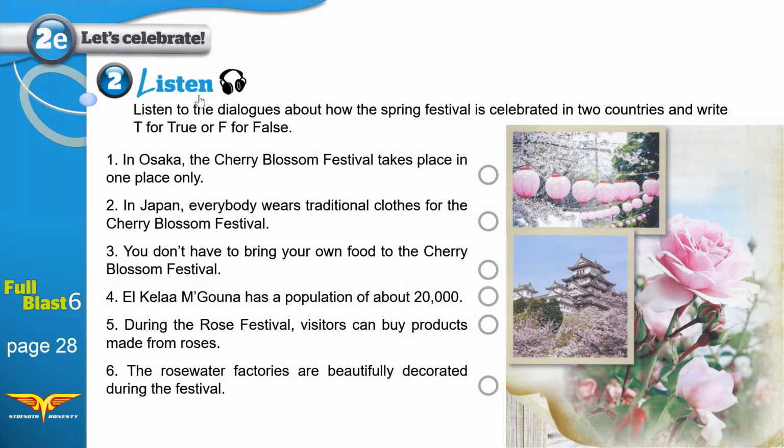2. Listen. Listen to the dialogues about how the Spring Festival is celebrated in 2 countries and write T for true and F for false. Dialogues are like people talking to each other. Listen to how the Spring Festival is celebrated.